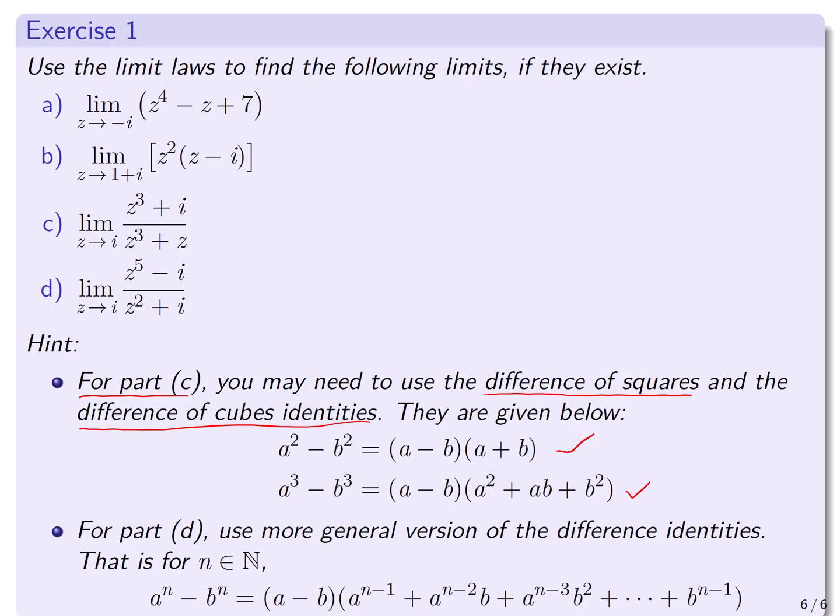And for part D, we need an extra result. You can see that you have z to the 5th power, so we use the general version of the difference identities. For n a positive integer, we have this result. You can factor this into two factors: one a minus b factor, and another factor with all plus signs. There's another version for a plus b, but in that case n has to be an odd integer.